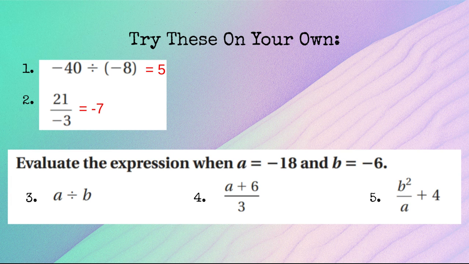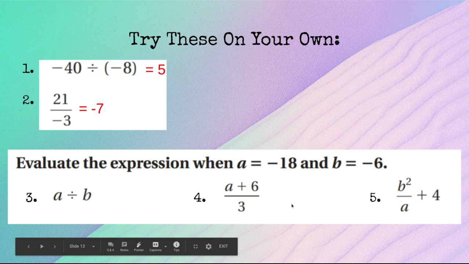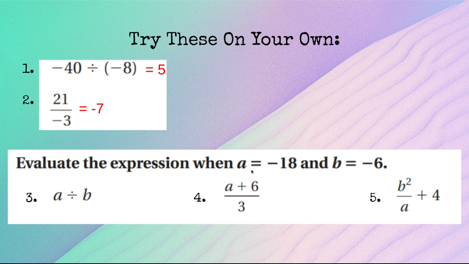On the next slide, I went ahead and found our answers here. Negative divided by a negative is a positive, and a positive divided by a negative is a negative. And here we want to go ahead and plug in our numbers as they appear here. Every time we see an A, we input negative 18. And anytime we see the B, we put in negative 6.